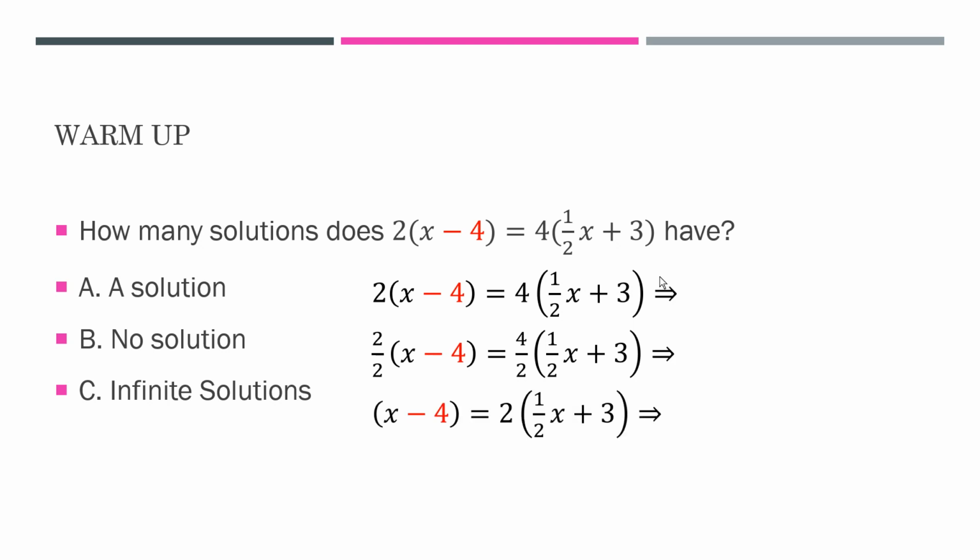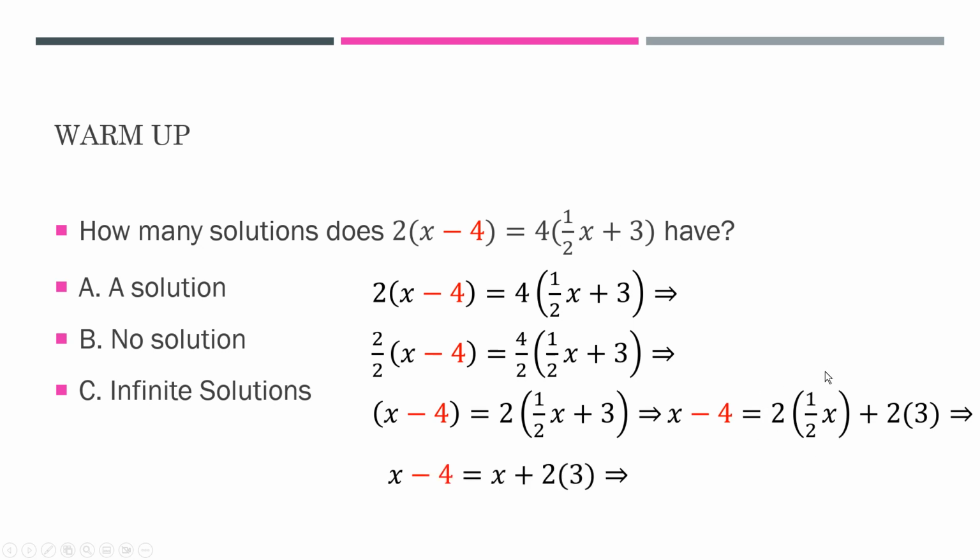Now we're left with the quantity x minus 4 is equal to 2 times the quantity 1/2 x plus 3. Let's distribute that 2 through. You should already start saying, hey, there's a problem here, but we'll see what I'm saying in a second. That gives us x minus 4 is equal to 2 plus 2 times 3, which gives us 6.